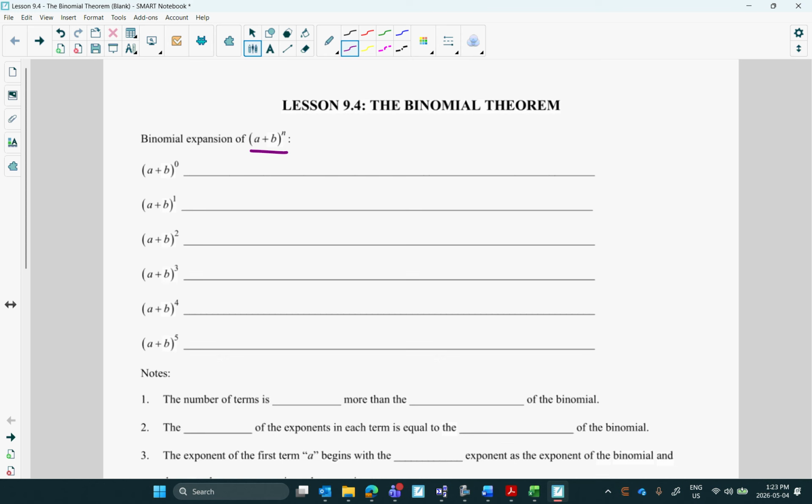So let's start answering questions and we're going to see a pattern. If I take the binomial a plus b and I raise it to the 0 power, what is that? 1. Anything to the 0 is 1. What if I take the binomial a plus b and raise it to the first? Just a plus b.